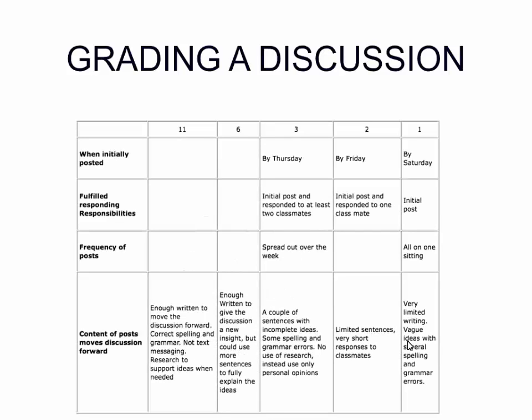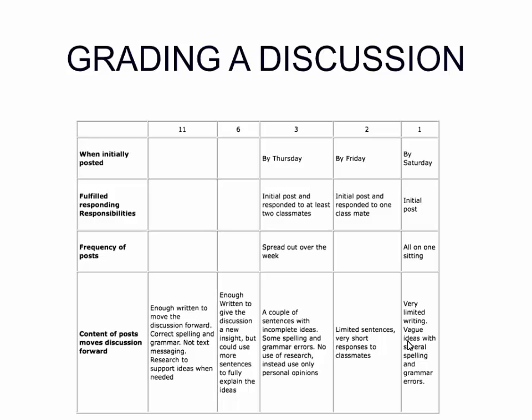So here's what it looks like. Ready? Boom, there it is. So they're worth 20 points. The first 3, when initially posted, fulfilled responsibilities, frequency of posts, I have a 3, 2, and 1. This was back when I used to post everything on Monday, and if they had their initial post by Thursday, they got maximum credit. By Saturday, it wasn't due till the following Monday. So if they waited till Sunday or Monday to do it, they get 0 points on posting early.